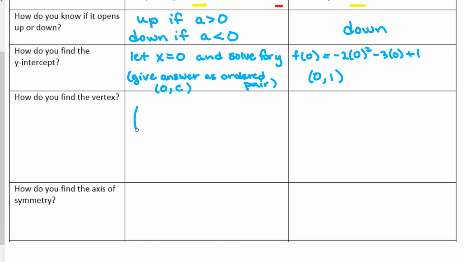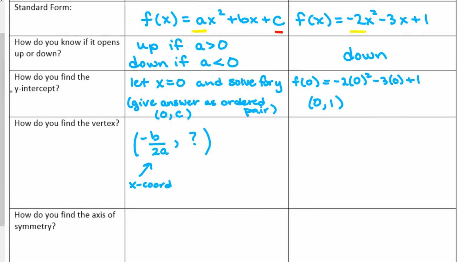So we learned that if you use the opposite of b over 2a, it will give you the x-coordinate of the vertex. Once you have the x-coordinate of the vertex, plug it into your function to get the y-coordinate. So let's take a look at our example. The opposite of b over 2a would be positive 3 over negative 4. So that's negative 3/4. That's the x-coordinate of the vertex.